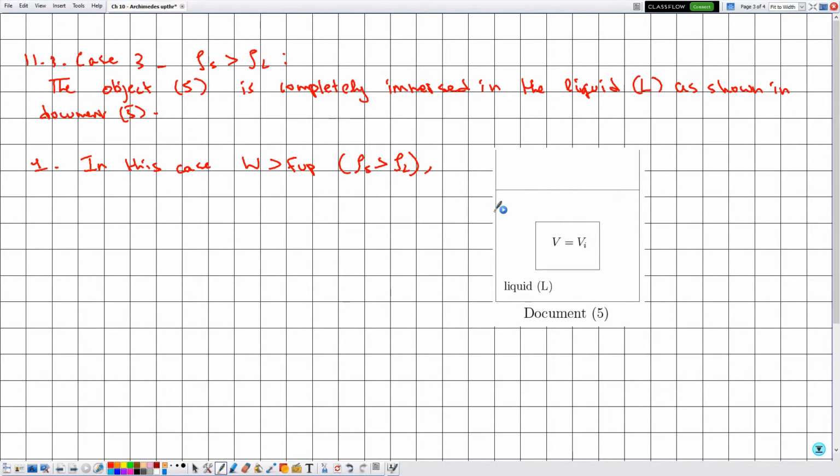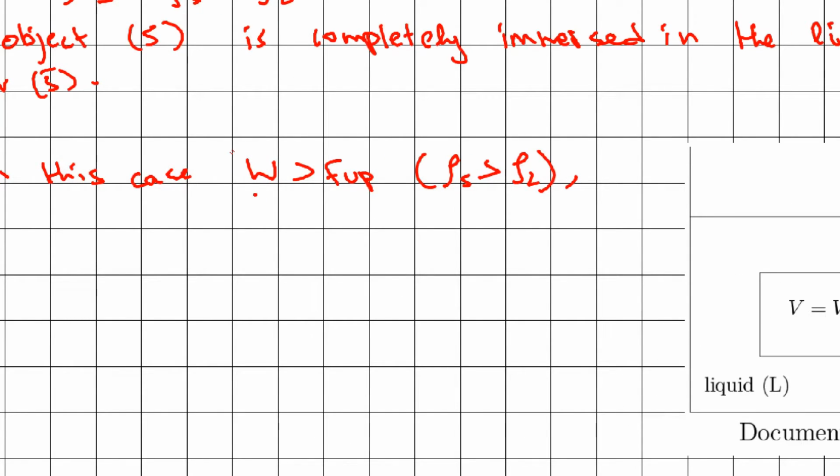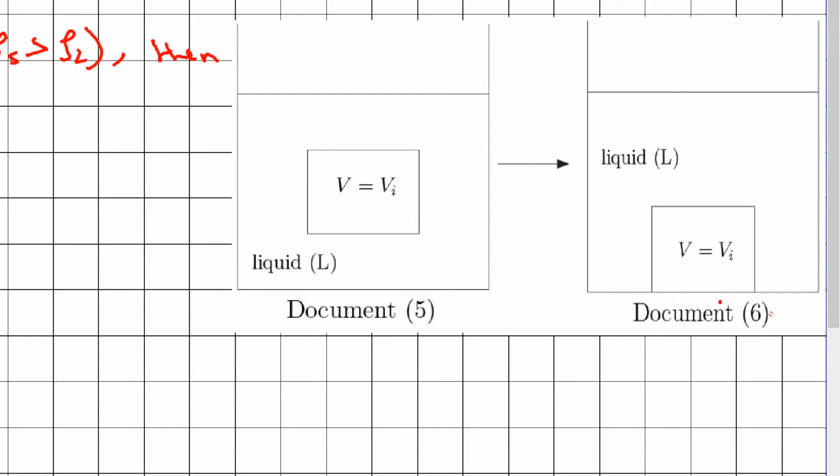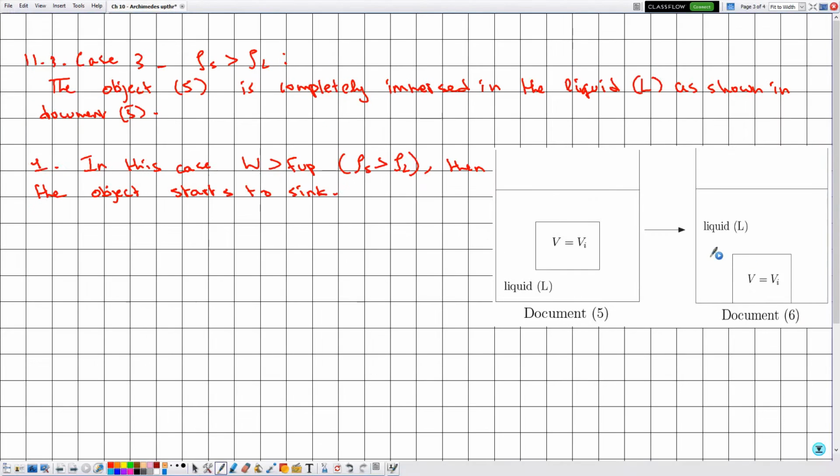Yet we are not discussing here the condition of equilibrium. So in this case, W is greater than F upthrust, which means then the object starts to sink. When it starts to sink, it will reach the bottom of the container. When it reaches the bottom of the container, now the solid S is not moving anymore, and in this case we can discuss the condition of equilibrium. So let's write idea number 2.